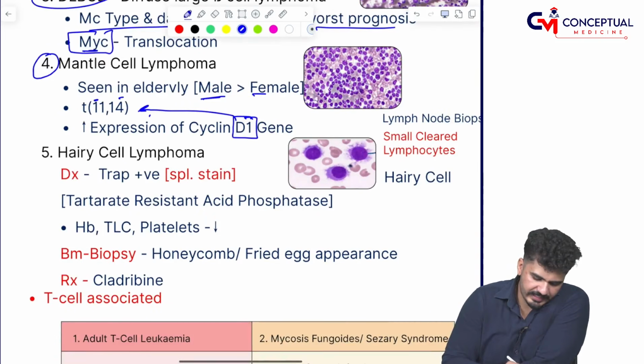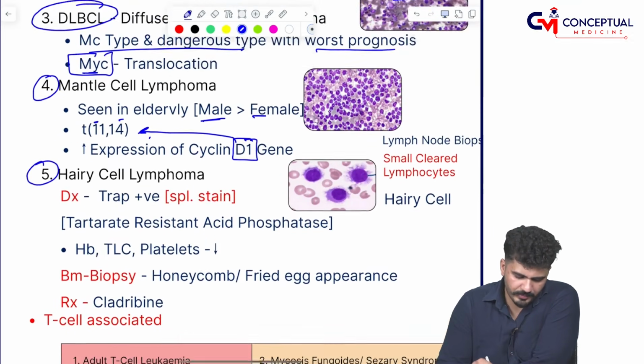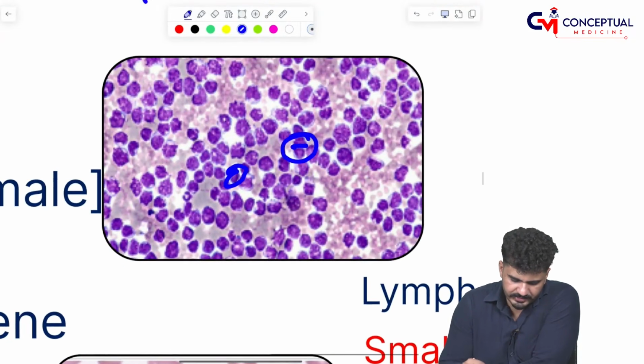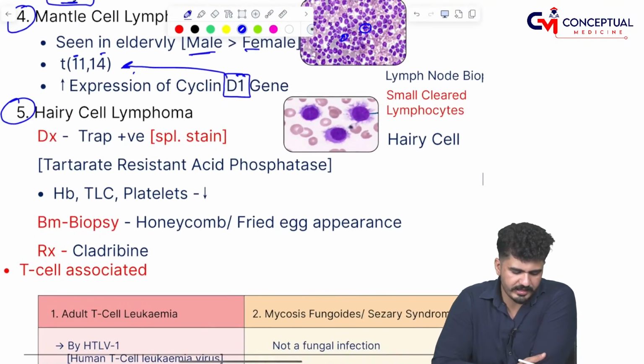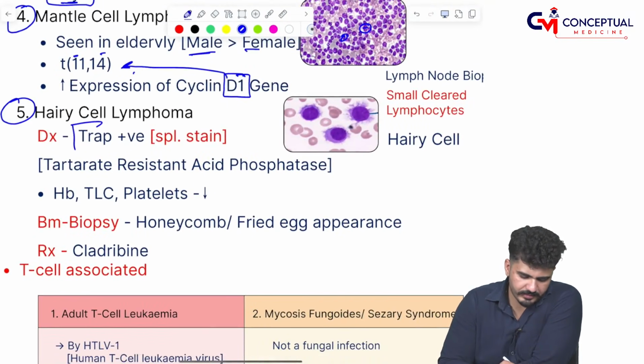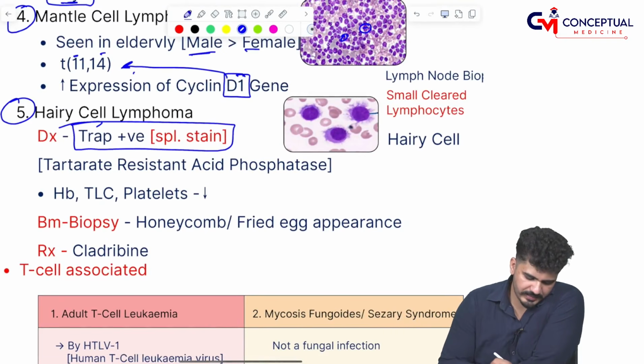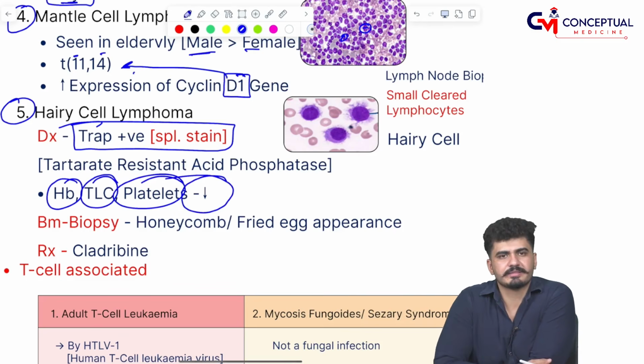Then coming to hairy cell lymphoma, sir. Also you will see the cleaved cell right here, the torn, broken cells you will see right here, sir. Now coming to hairy cell lymphoma, it is TRAP positive. It is a special stain that is positive in this case. Plus hemoglobin, TLC and platelet counts are less in this. Hemoglobin is low, TLC is low, platelets are low.